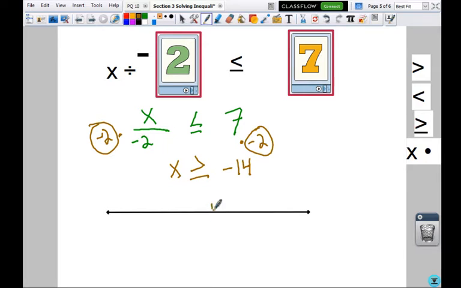So when I make this, I'm going to go down to negative 14, and then negative 13. Remember, negatives are backwards. They're weird. Negative 15. I'm going to put my circle here. And my arrow is really going in what direction?